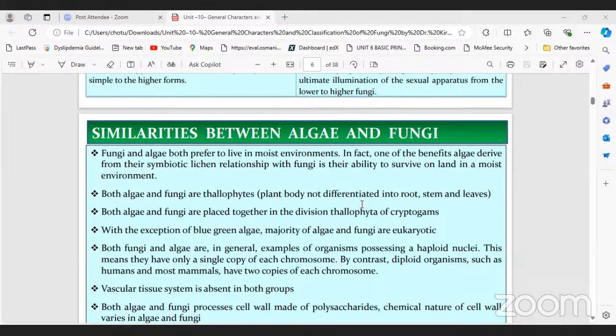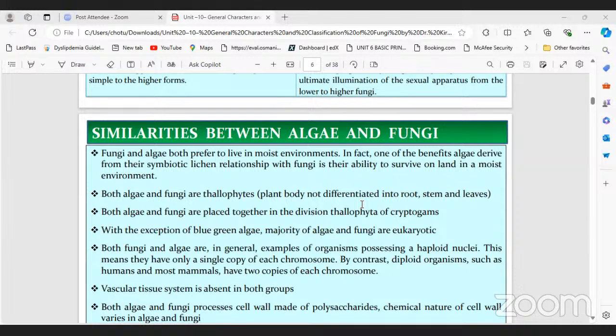Here, the similarities between the algae and fungi. Fungi and algae both prefer to live in a moist environment. In fact, one of the benefits algae derive is from their symbiotic relation. In lichens, both algae and fungi combine together to form a single body. That body is called lichen.